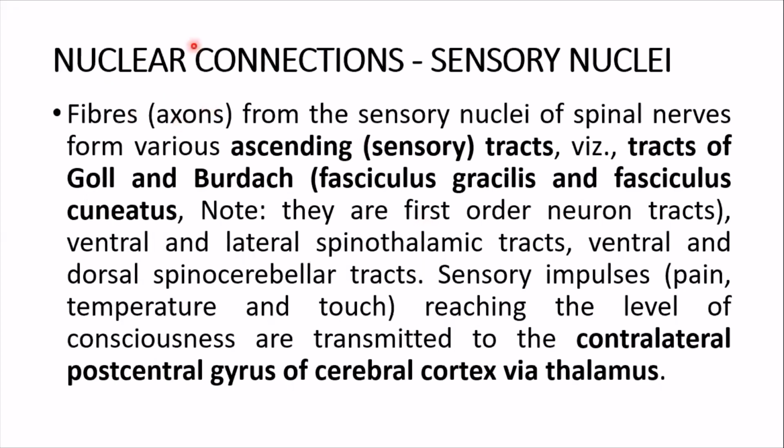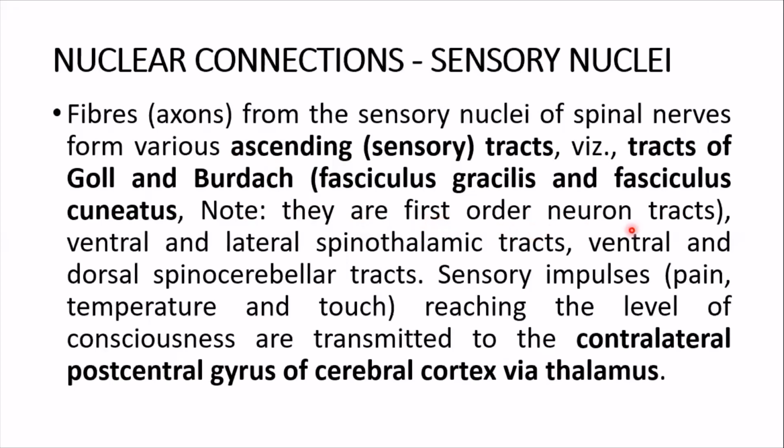Then we have to see the nuclear connections, the sensory nuclei. Fibers or axons from the sensory nuclei of spinal nerves form various ascending or sensory tracts, which we'll study in detail in the next topics of the spinal cord, when we study the cross section, the ascending tracts and the descending tracts in detail. But you know the names over here: the ascending tracts are the tracts of Goll and Burdach, fasciculus gracilis and fasciculus cuneatus respectively.